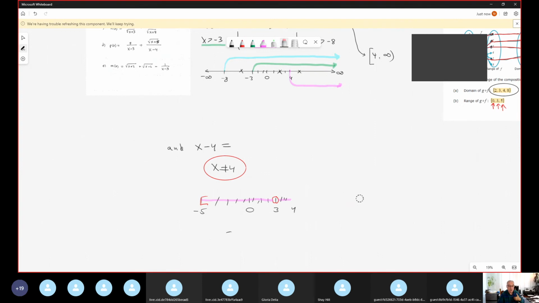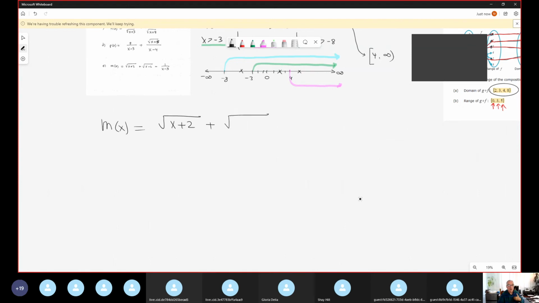It's the last one. And that's it. M function is the name of this. It is square root of x plus 2, plus square root of x minus 2, plus 1 over x minus 3. Okay, who helps me to set out the restrictions in this scenario? Come on, guys. We have 3 restrictions. Which one?